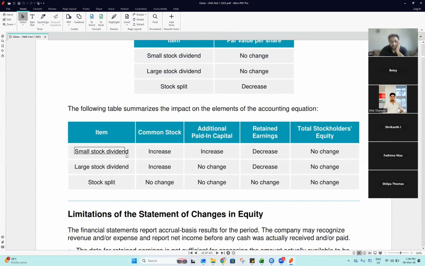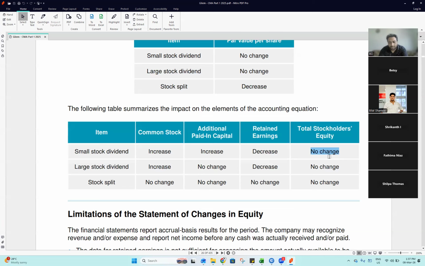So when you're having a small stock dividend, the new issues will be on the basis of fair value. So when you use fair value, that means we take the amount from the retained earnings, and common stock will increase. Additional paid in capital will increase. And retained earnings will decrease. And the total stockholders' equity, there is no change. Only moving from here and there. It is not going outside the equity formula.